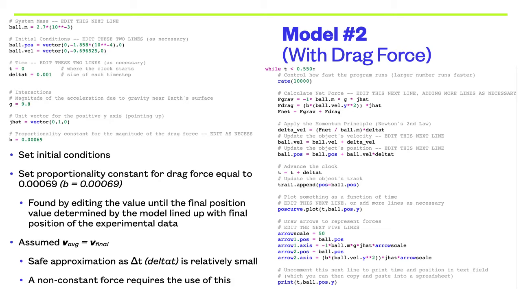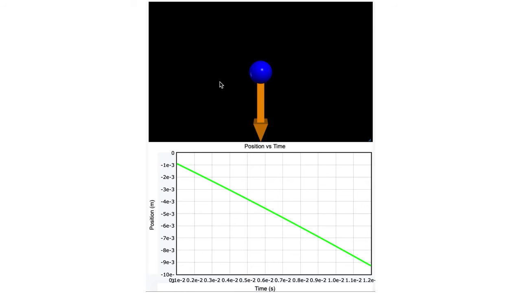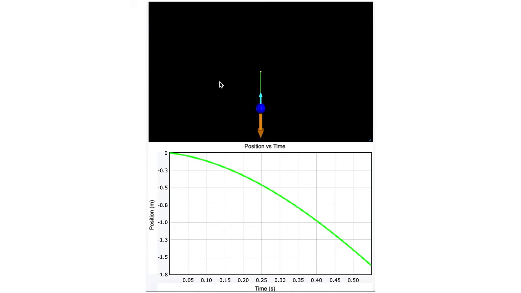The second model assumed a drag force existed. After setting the initial conditions as described in the picture above, I determined the drag coefficient to be 69 times 10 to the negative fifth. I found this by trial and error, editing the value until the final position of the model lined up with the final position of the experimental data. I again assumed that V average was equal to V final. Here's a picture of the drag model.